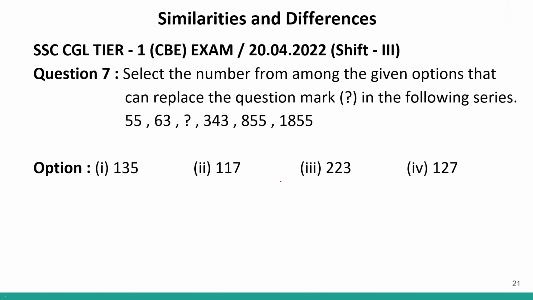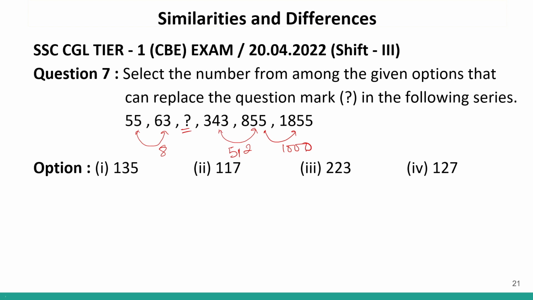Now, select the number from among the given options that can replace the question mark. So we have to find the missing term. Over here, the difference between these two is 8, correct? The difference between 343 and this is 120. This is 2, this is 1 and this is 5. This is 512 and the difference over here is 1000.